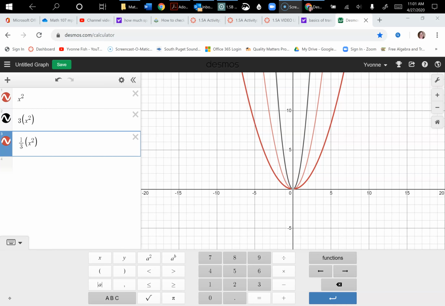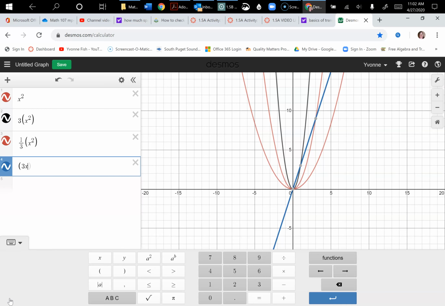It's going slower on the increasing y values. So we're slowing it down. So 1/3 times the output of x squared. Now let's see what happens relatively when we put in the 3x as the input. So I'm going to put my parentheses around the 3x and then square that whole thing. Okay, and that is in the blue.